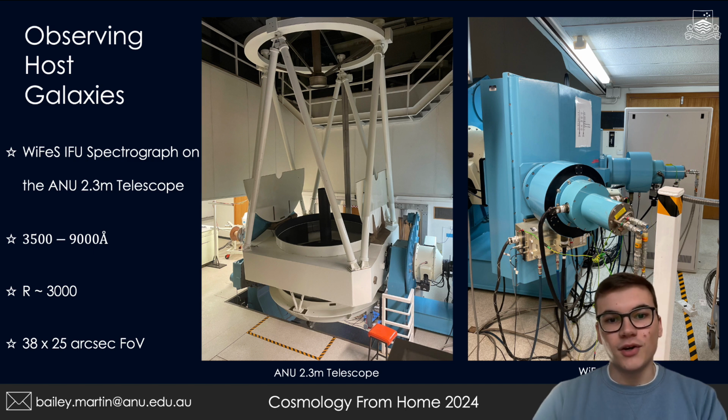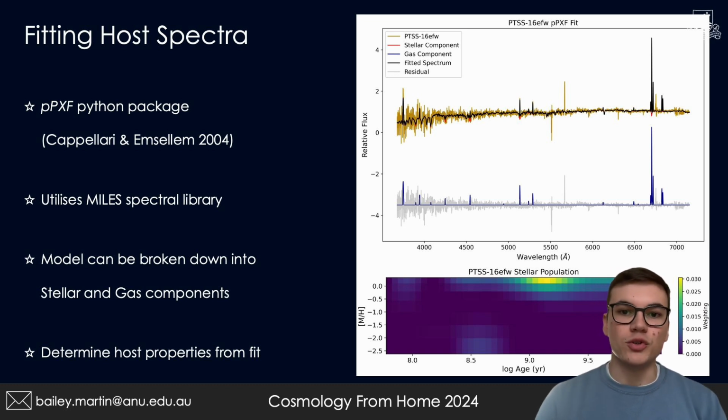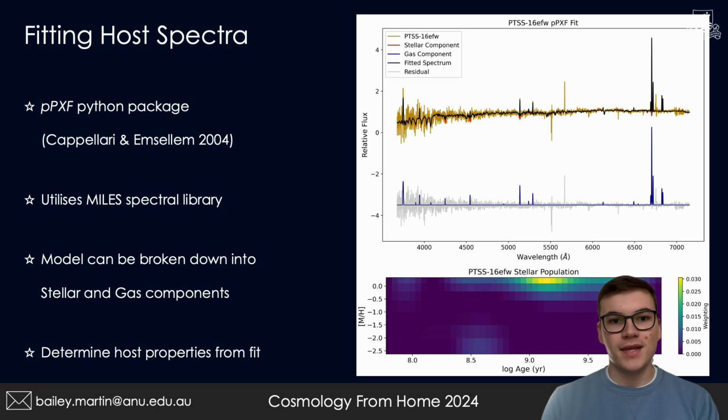Now, currently I've only extracted global spectra from my observed data cubes, but I plan to analyse the local environments in the coming year. Once I have a galaxy spectrum, I need to fit a model spectrum to the data in order to obtain the galaxy's properties. To do this, I use the Python module ppxf, which stands for Penalized Pixel Fitting.